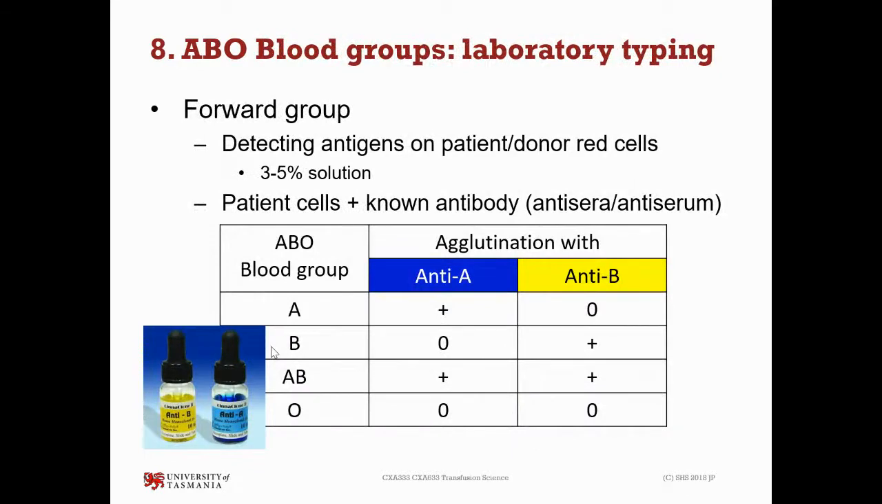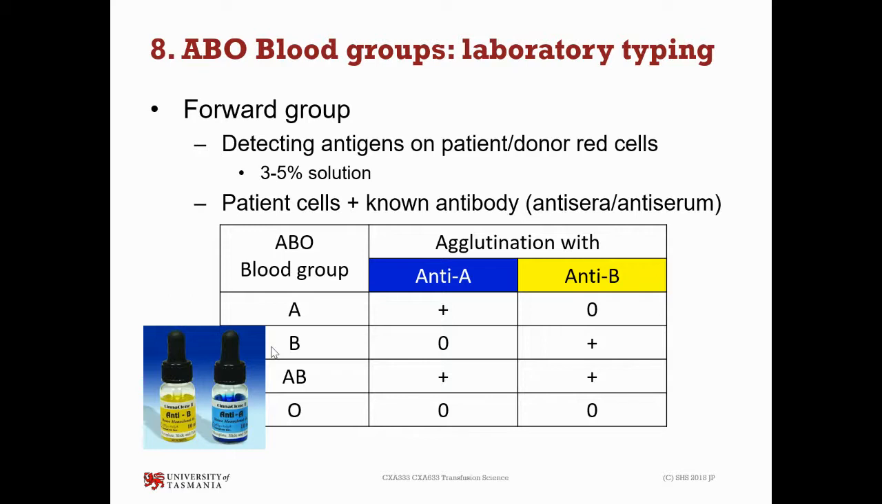So just as a reminder, when you are doing your ABO blood grouping today, you will be doing a forward group and you will be doing a reverse group. The reason we call it the forward group is because we are detecting the antigens on the patient cells and on the donor cells. It is the presence or absence of those antigens that determines the patient's blood group. That's why it's called the forward group, because we are directly detecting those antigens.